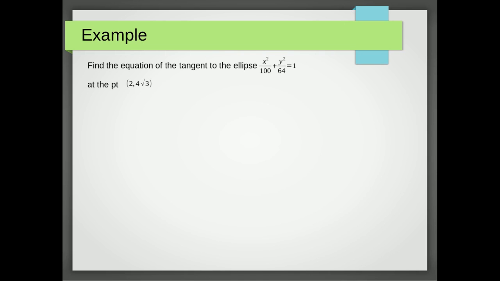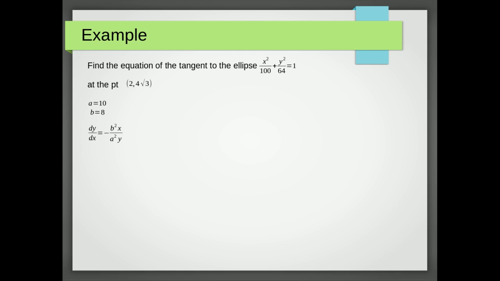Okay, so now for an example of how to find the equation of a tangent. So here we've got the equation of our ellipse, and from that we know what a squared and b squared are. So it follows that a equals 10, the square root of 100, and b equals 8, the square root of 64. The next thing we want to do is to find the gradient.